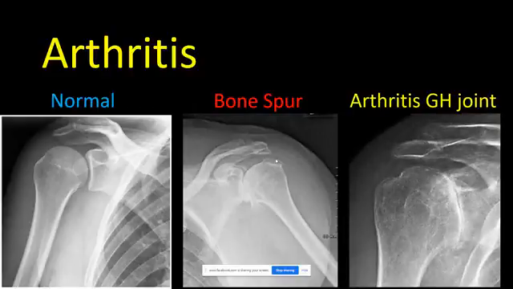This is a really good example of an arthritic shoulder joint. Okay, so you can see the joint space narrowing. Okay, so like over here in the normal, there's a good space between the ball and socket. Over here, you can hardly see there's any space at all. Okay, that's a very common sign of an arthritic joint.